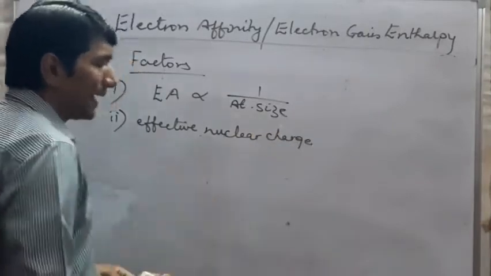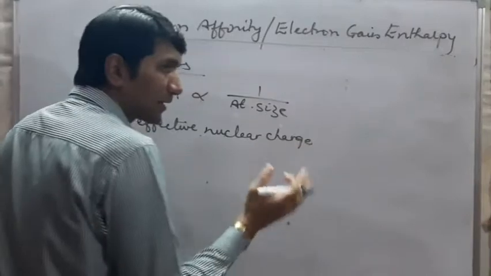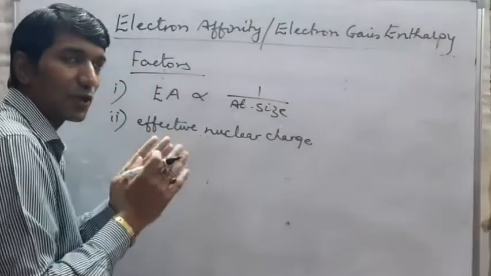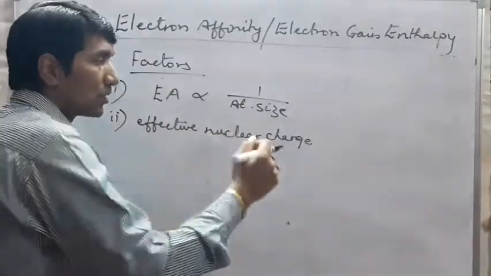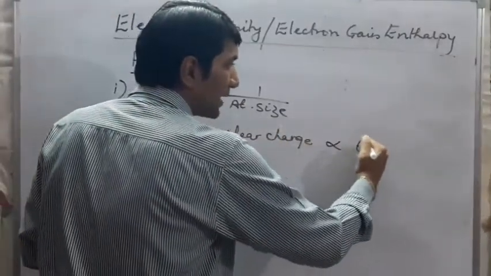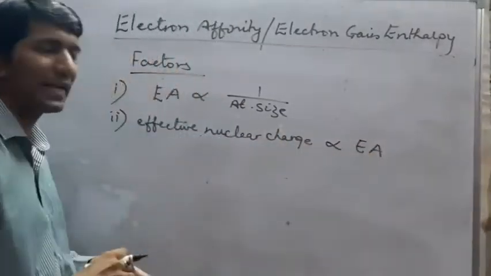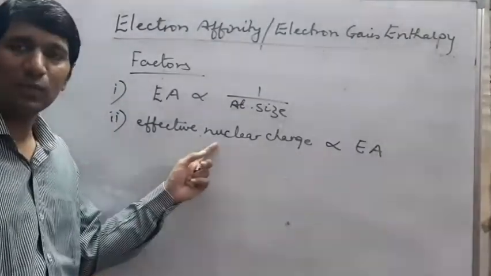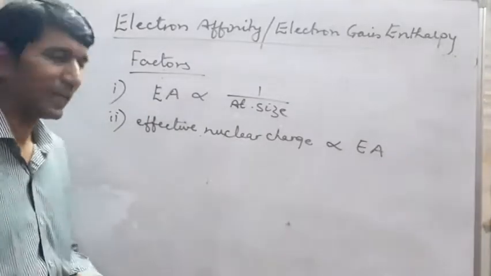Second, if I am talking about effective nuclear charge, then if effective nuclear charge is more, EA, that is electron affinity energy released, will be more. So obviously it is directly proportional. EA is directly proportional to the effective nuclear charge. Greater the nuclear charge, greater will be the value of EA.